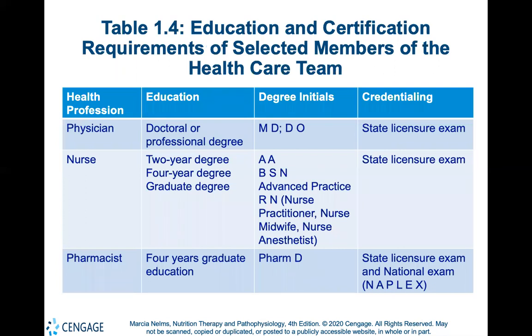So the chart will break down the education and certification requirements for selected members of the healthcare team, but I'm just going to talk about each member of this team. Let's start with the physician. The practice of medicine by physicians includes the diagnosis, treatment, correction, or prescription for human disease, ailment, injury, infirmity, deformity, pain, or other condition, physical or mental. All physicians in the United States have advanced training and certification in specialized areas of medicine.